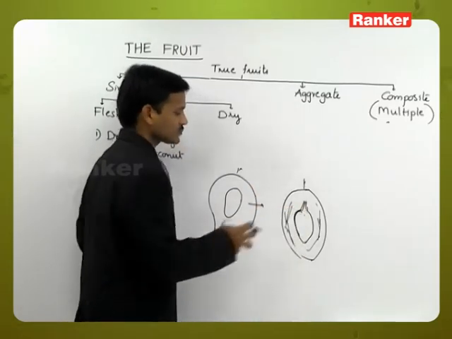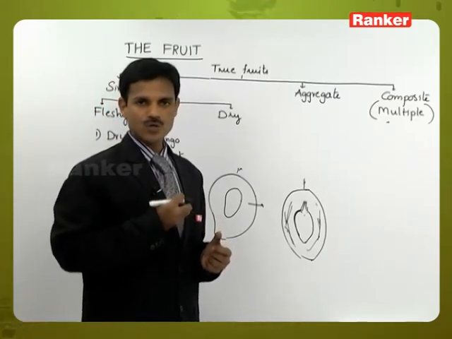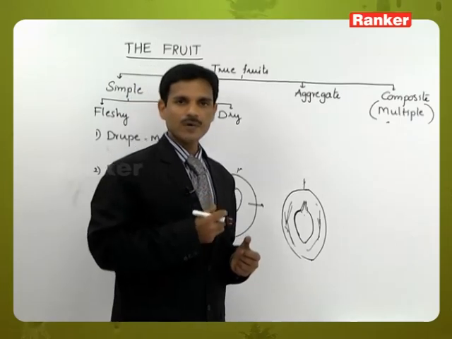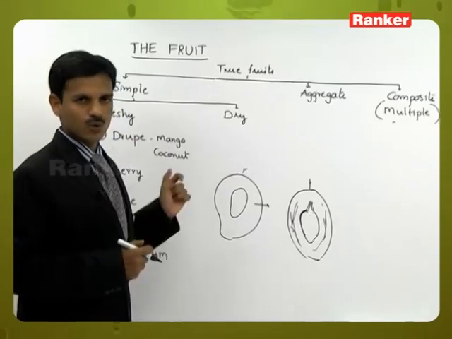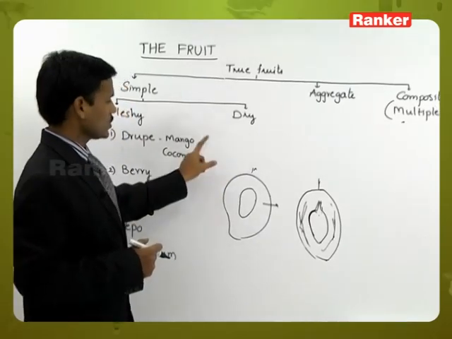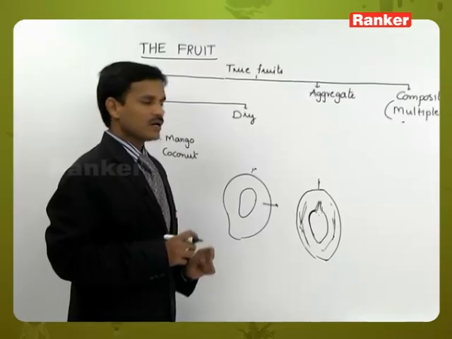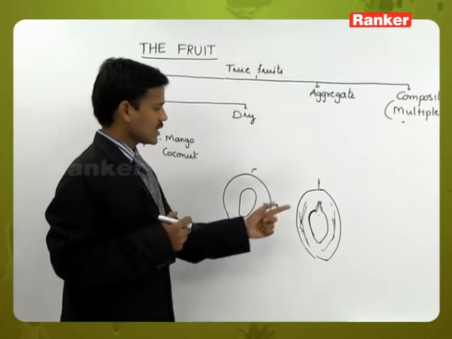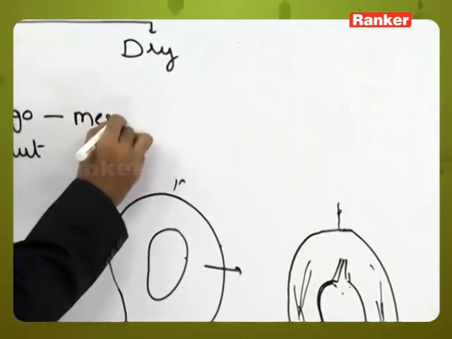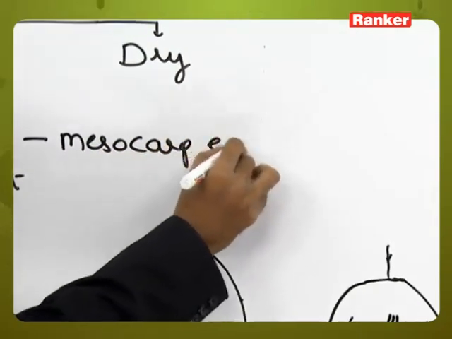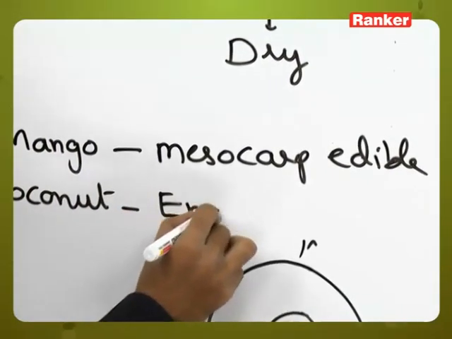Inside the endocarp a white material is present. That white material is called endosperm. So endosperm is the edible part in the coconut. So mango and coconut are both examples for drupe. In the mango, the edible part is the middle mesocarp, and in the coconut, the edible part is the endosperm.